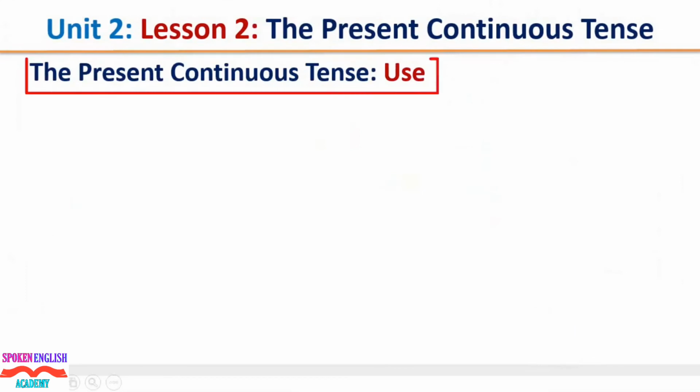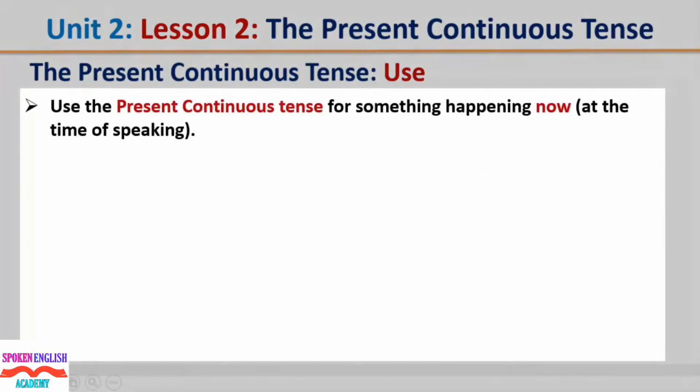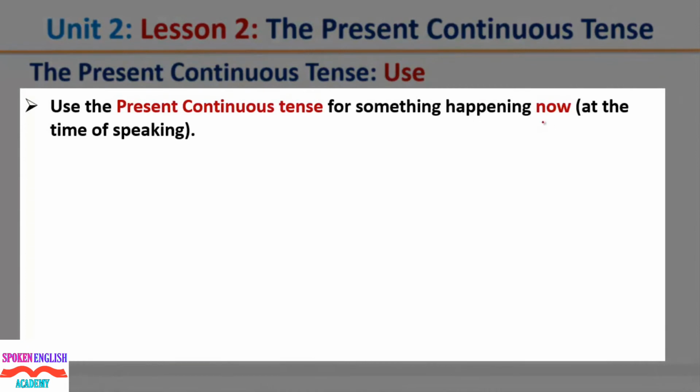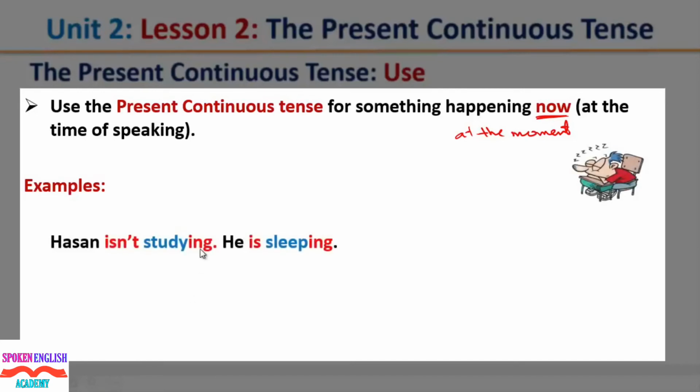The present continuous tense, the use. Use the present continuous tense for something happening now, or at the moment. Okay, so if the action is happening right now at the time of speaking, we have to use the present continuous tense. Examples. Hassan isn't studying, he is sleeping. Look at the picture here. Hassan is not studying right now. He is sleeping. Now he is sleeping. So the action is happening right now.